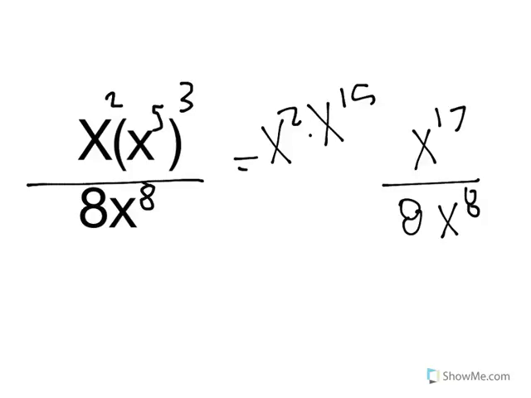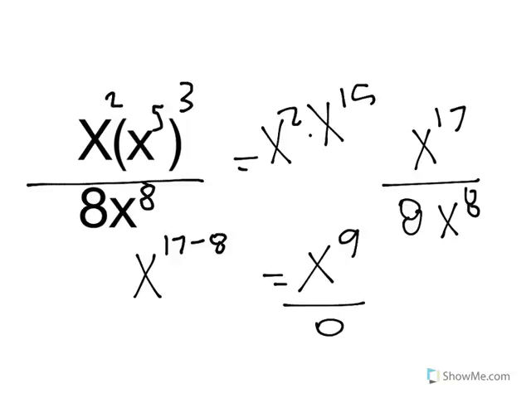Now using the quotient rule, we can do x to the 17th minus 8, which is the same thing as x to the 9th, and then over 8. Keep in mind you can use the quotient rule because the base is the same. Now, the 8 stays at the bottom because it's the same thing as multiplying x to the 9th times 1/8.